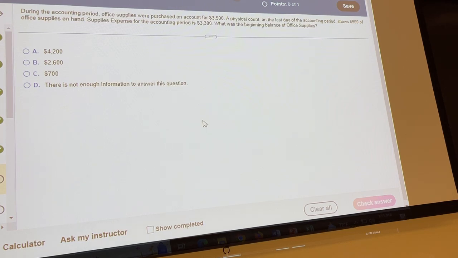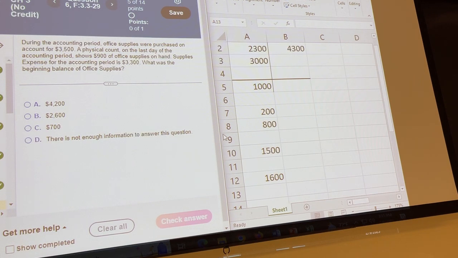During the accounting period, office supplies were purchased on account for $3,500. A physical count on the last day of the accounting period shows 900 of office supplies on hand. Supplies expense for the accounting period is 3,300. What is the beginning balance of office supplies? So let me split my screen here again.